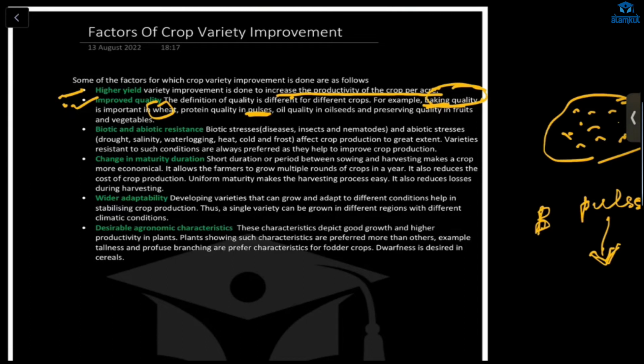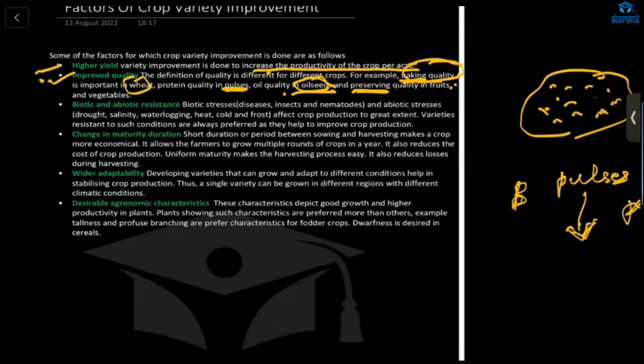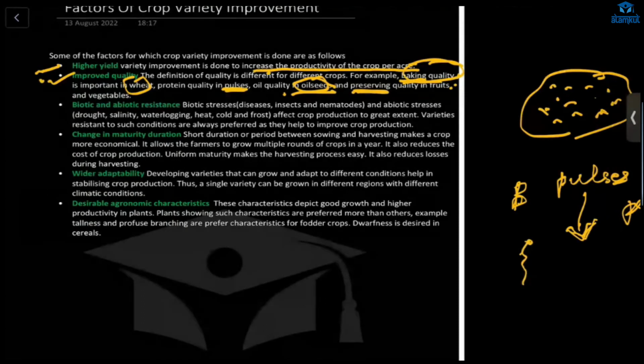Okay, then next we have oil seeds. Oil seeds, it's easy. Oil quality we have to increase. And in fruits and vegetables, we are preserving them, right? What we want is for them to last many days, right? Fruits and vegetables, they spoil so quickly.